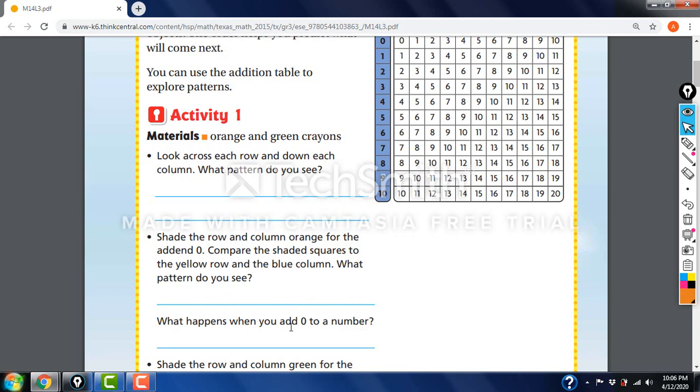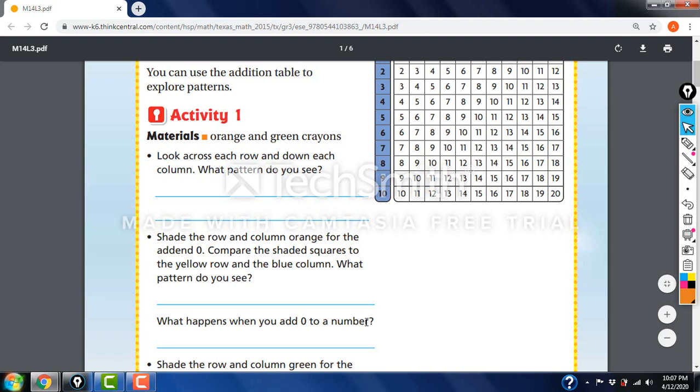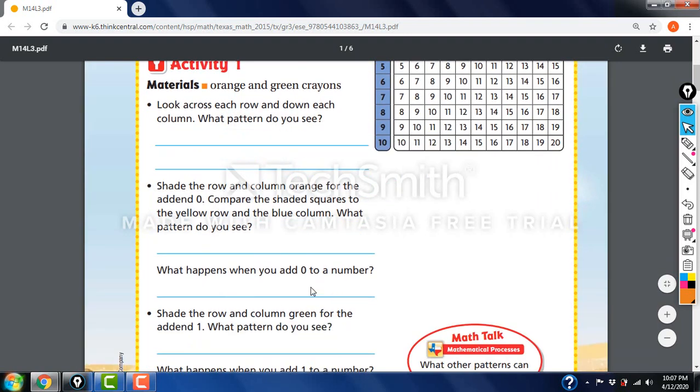What happens when you add 0 to a number? So when you add 0 to a number, so you add 1 plus 0, 2 plus 0, 3 plus 0. What happens to the number? Yes, the number stays the same. Okay? The sum is the same as the number. So when you add 0 to a number, the sum is the same as the number.